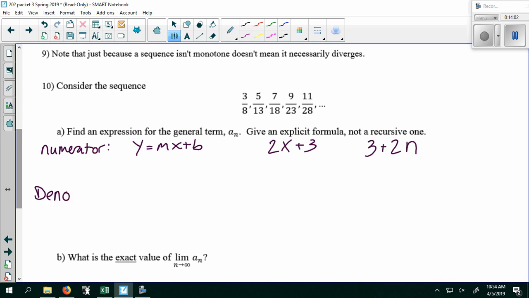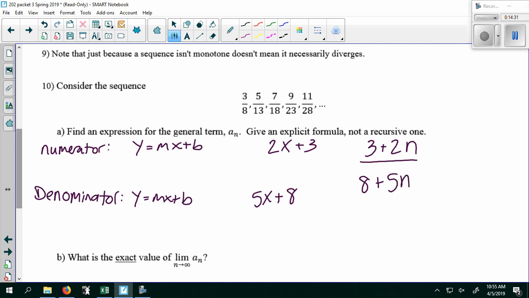Okay, then let's look at the denominator. It's just a separate list, right? So 8, 13, 18, what are those going up by? 5. So that's my slope. So if I'm looking at y equals mx plus b here, this is going to be 5x plus the first number, which is 8. But I'm supposed to use n, not x, as my variable name. So we'll do 8 plus 5n.